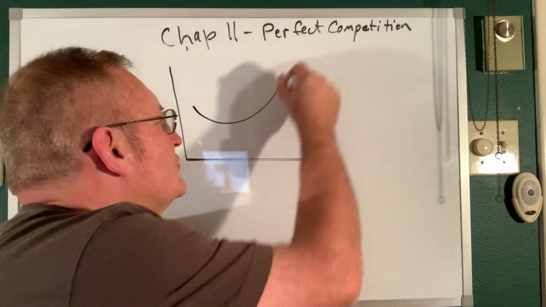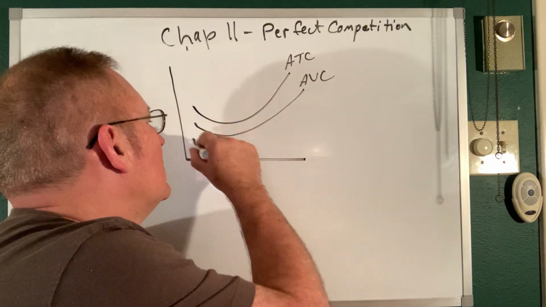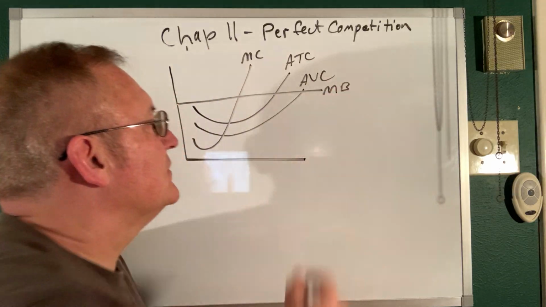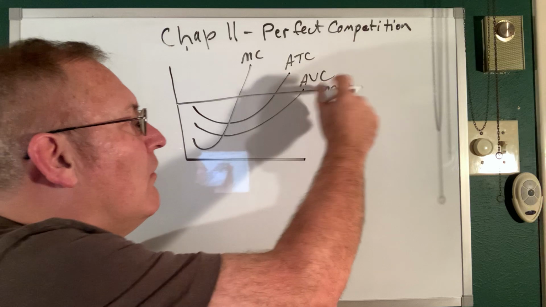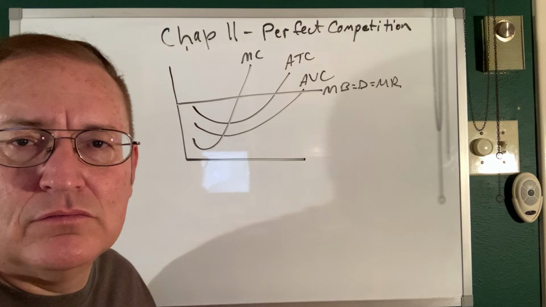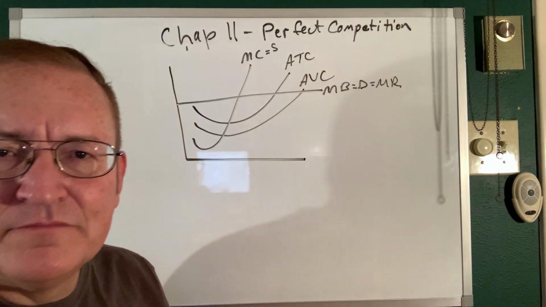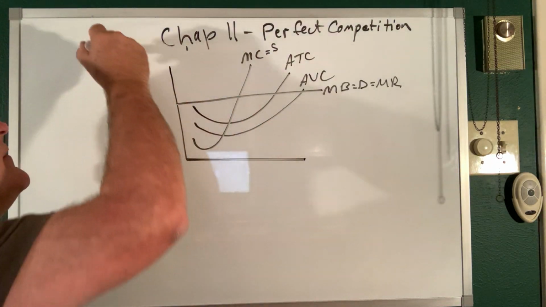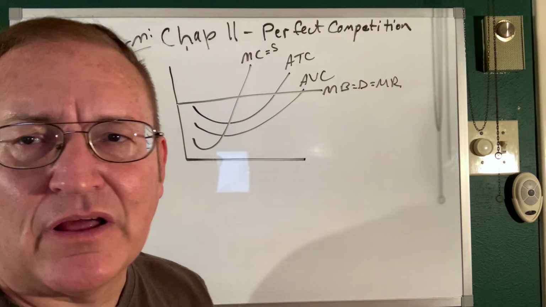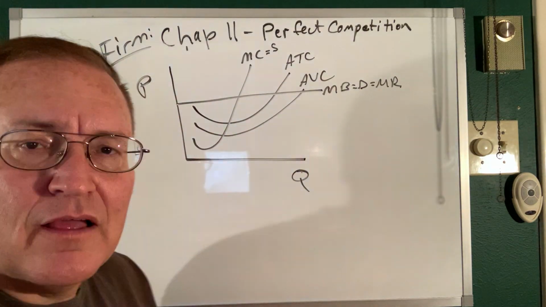So if I draw a picture of my cost, average total cost, average variable cost, marginal cost, marginal benefit, right? And again, recall demand, marginal revenue, and supply. There we go. That's what a firm looks like in a perfectly competitive market structure. Okay, so this is still quantity, this is still price, and there we go.